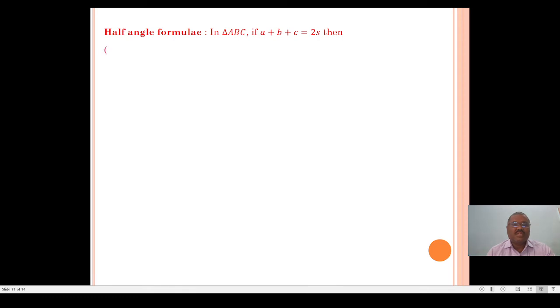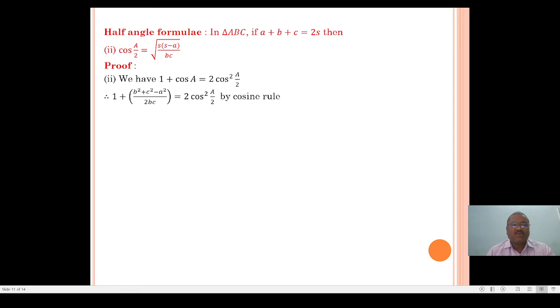So the second half angle formula: cos A by 2 equals root of s into s minus a upon bc. Proof: we have 1 plus cos A equals 2 cos square A by 2. We use here half angle formulas. So 1 plus (b square plus c square minus a square) upon twice bc equals 2 cos square A by 2, by cosine rule.